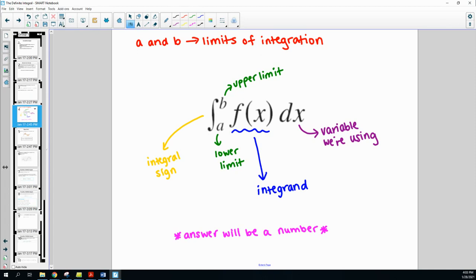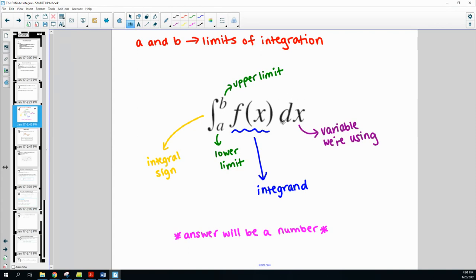A couple things to notice here. a and b are called your limits of integration. The limit on the bottom is called your lower limit. The limit on the top is called your upper limit. We know the integral sign. What's inside the integral is called the integrand. It's kind of similar to a radical, and what's underneath a radical is a radicand. Same type of idea: you have the integral, and the integrand is what's inside.